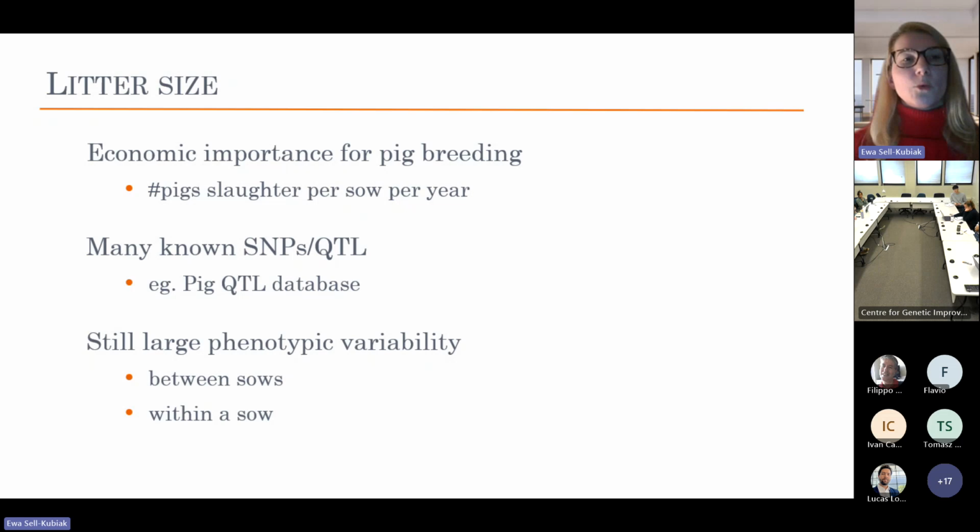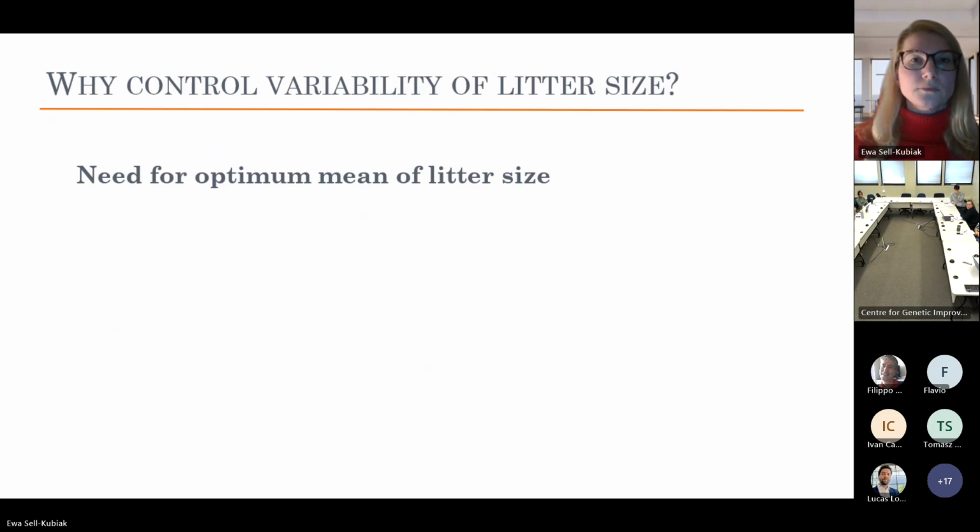And well, there are plenty of different SNPs and QTLs detected for litter size. You can see them in the PigQTL database. I think there are several, it goes, I think, almost to 1,000 right now. There's really huge interest in finding the genetic background for this trait because of its economic importance. But what we observe is high phenotypic variability between sows and also within a sow, so how many piglets the sow has in different parities. So in my opinion, but as I showed you, not only in my opinion, there is a certain need for an optimum of litter size. What is this optimum number? I don't know yet, and I can guess, but we should definitely think about it and maintain this level.